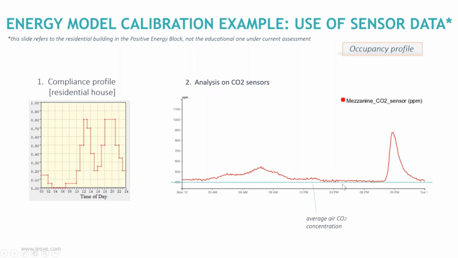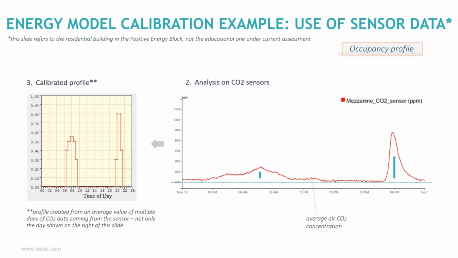And you can see that if you plot a line on the average air CO2 concentration, which is about 400 ppm in normal conditions, when the line is way above that, it means that for sure there is occupancy in that particular room. In this case, the mezzanine was that room. So using this information, we can go back and change that compliance profile to a so-called calibrated profile, because we are sure that in these particular hours in this specific room, there will be no one, according to the data that we have from the sensor.